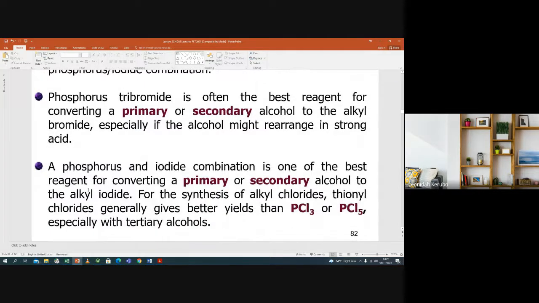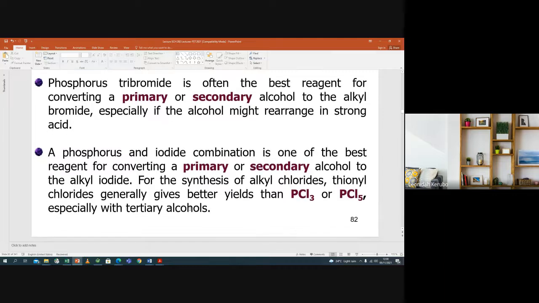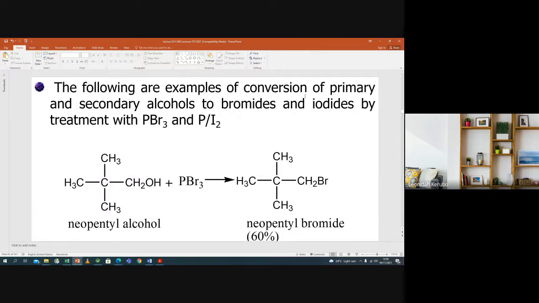So a phosphorus and iodine combination is one of the best reagents for converting a primary or secondary alcohol to the alkyl iodide. For the synthesis of alkyl chlorides, thionyl chloride generally gives better yields than phosphorus trichloride or phosphorus pentachloride, especially with tertiary alcohols. So if you want to synthesize alkyl chlorides, the best method is to react alcohols with thionyl chloride and not any other method. The following are examples of conversion of primary and secondary alcohols to bromides and iodides by treatment with phosphorus tribromide and the phosphorus and iodine combination.